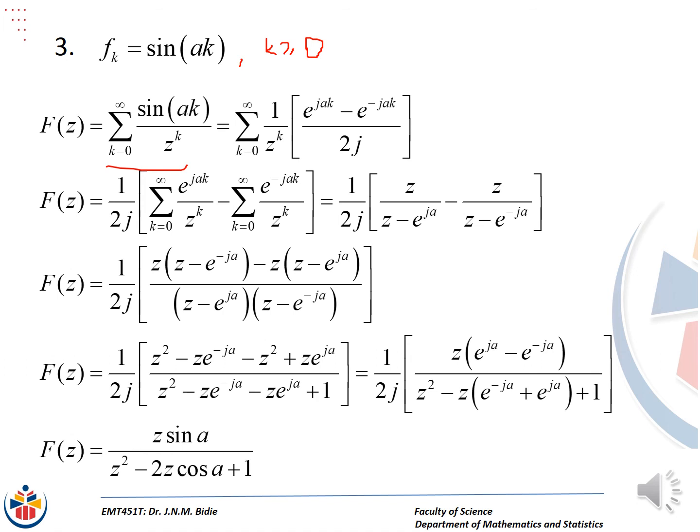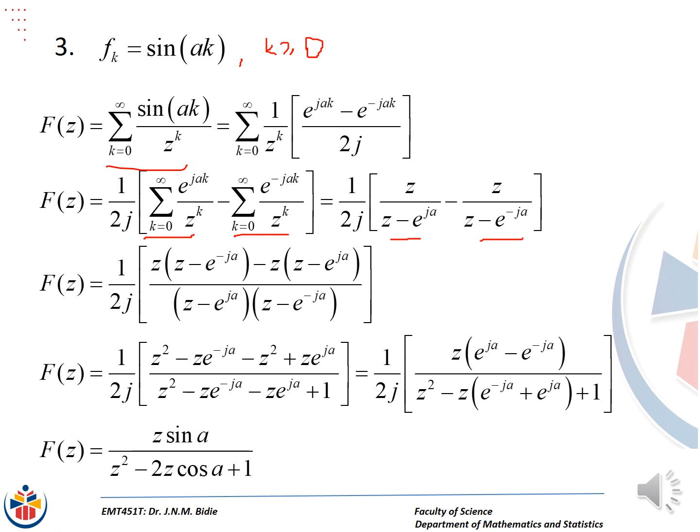Remember, we're multiplying that by 1 over z to the power k, and then we spread the summation sign. We note that the first summation is the Z transform of e to the power jak. The second summation is the Z transform of e to the power negative jak. That is why we went straight to the tables using rule 6 or rule 2, and we got those. And then we do the simplification.